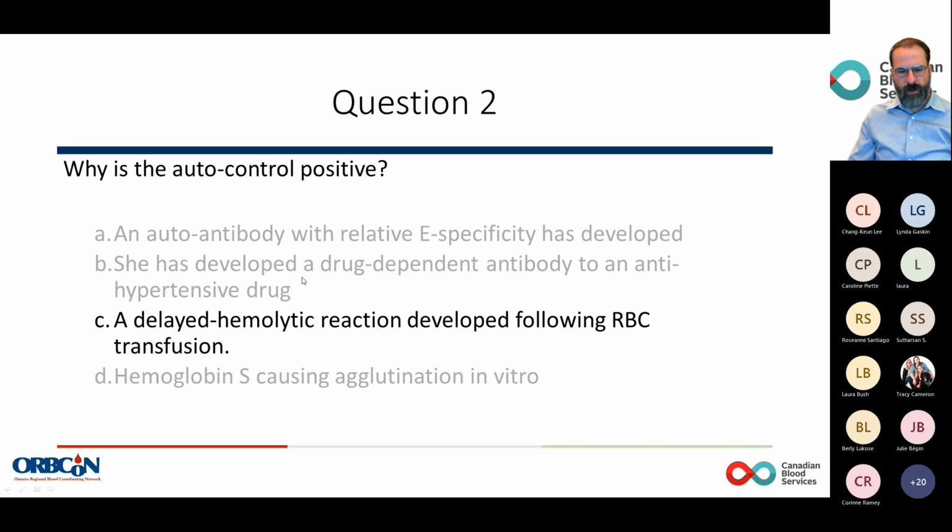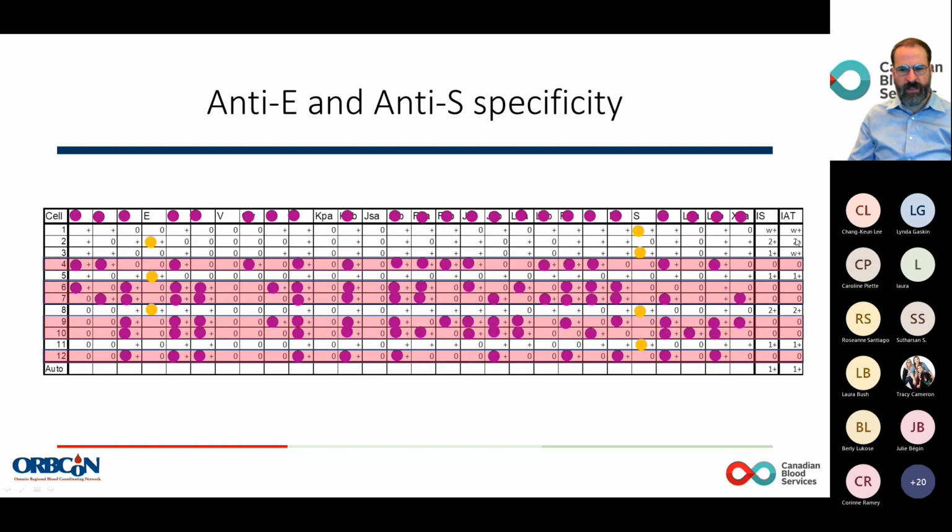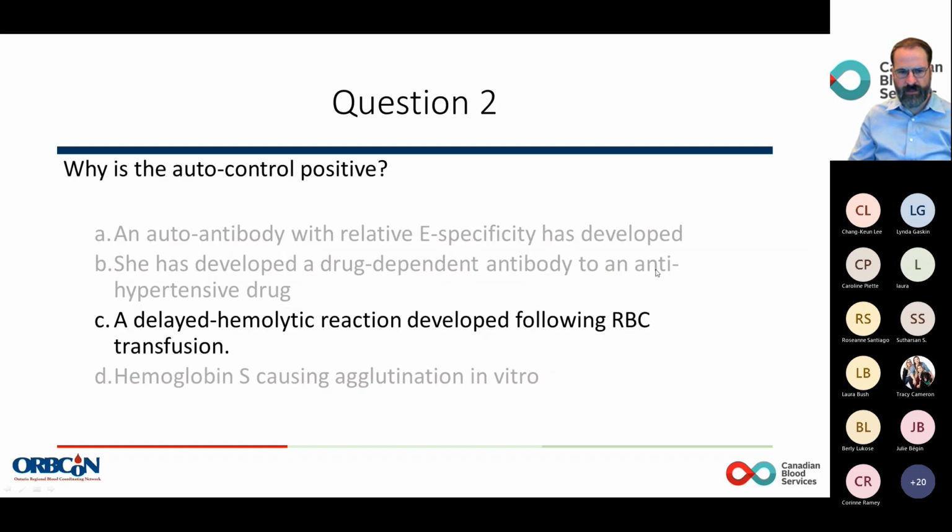A drug-dependent antibody is a possibility, especially with antihypertensives as a class of medications, although most of the drug-dependent antibodies that are specific to antihypertensives are from methyldopa, which isn't really used all that commonly. So that's a little bit less likely just from the perspective of the drugs that she's likely been exposed to, but also because we're seeing reactivity not just with the autocontrol, but with all of the test cells as well. And so drug-dependent antibodies would not be expected to be causing this kind of reactivity with panel cells in most cases. We'd expect just a positive autocontrol, but no reactivity with the test cells.